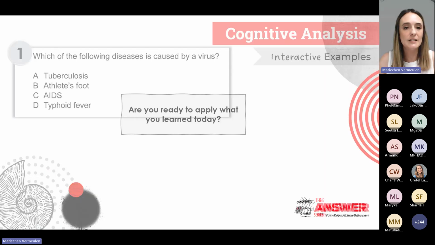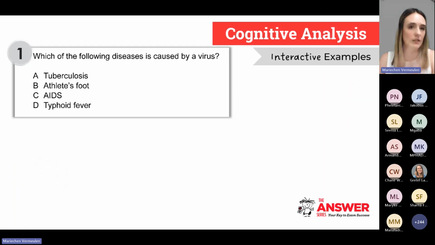Righty-yo. Let's jump into the first interactive example. Okay, so we're going to start off with a few multiple choice questions. First one on the screen. Which of the following diseases is caused by a virus? Our options are tuberculosis, athlete's foot, AIDS, and typhoid fever. And hopefully all of us know that the answer is AIDS.